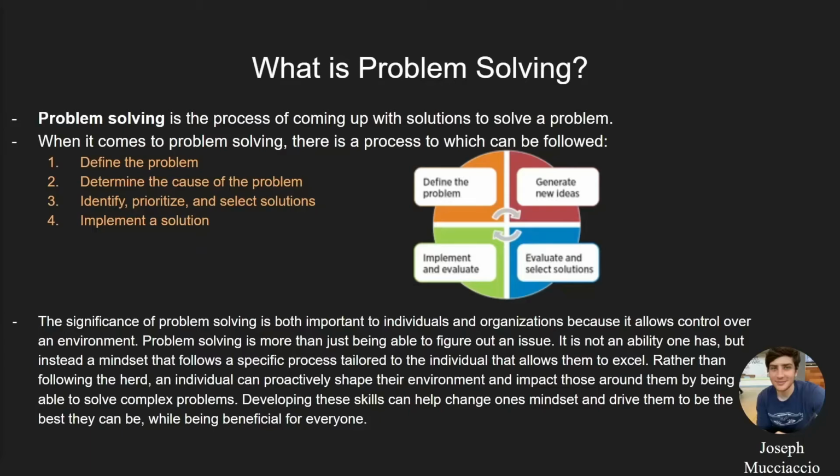Rather than following the herd, an individual can proactively shape their environment and impact those around them by being able to solve complex problems. So this is kind of like creativity. Creative people can impact those around them, especially with creative solutions to complex problems. And obviously, problem solving is no different. They go hand in hand. Developing these skills can help change one's mindset and drive them to be the best they can be while being beneficial for everyone. Similar to creativity, like I said, they go hand in hand. And being a good problem solver can help benefit everyone, not just themselves. Because if you can solve a problem that is very widespread and can help a lot of people, then you are benefiting everyone.